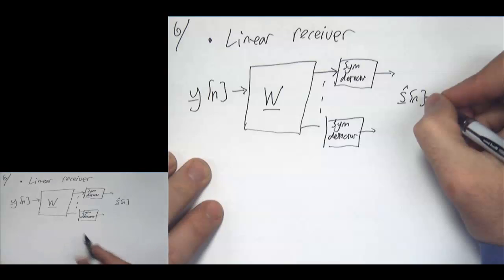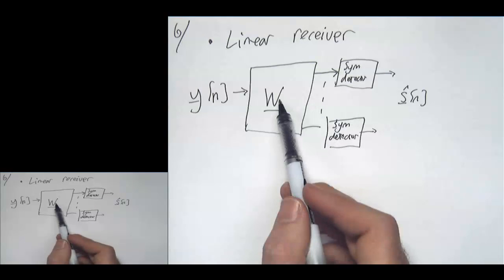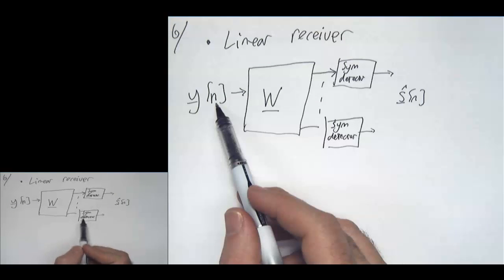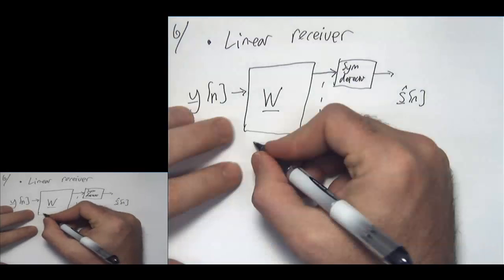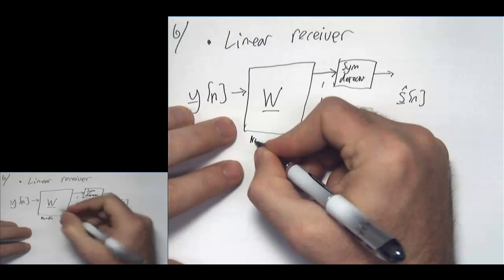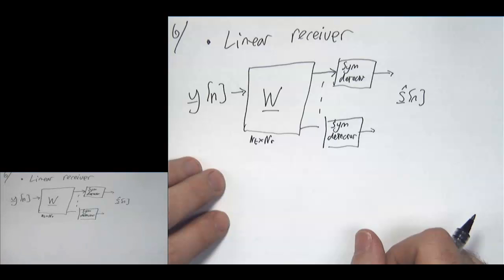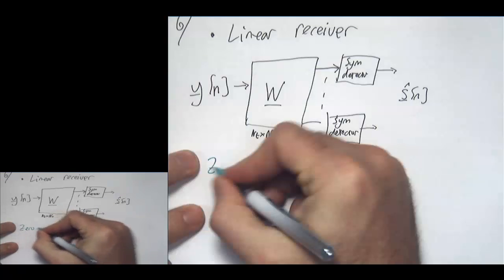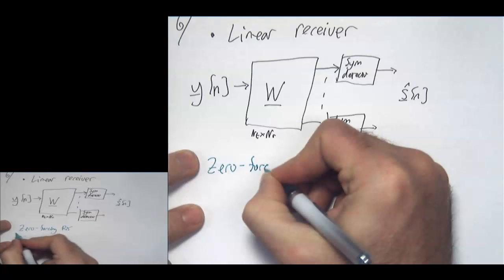So effectively with the linear receiver, we're going to find a matrix that we use to multiply onto y, and then we detect each observation of that independently. For this whole thing to make sense, this matrix would have to be an Nt by Nr matrix, because you have to go from the number of receive antennas back to the number of transmit antennas. There are different ways to do this. The approach that we're going to take is just the simplest one, which is called the zero forcing receiver.